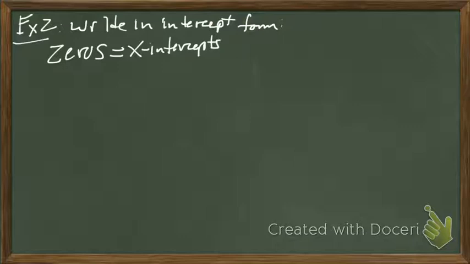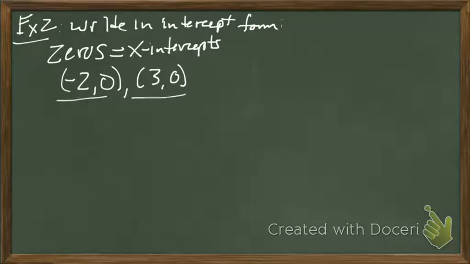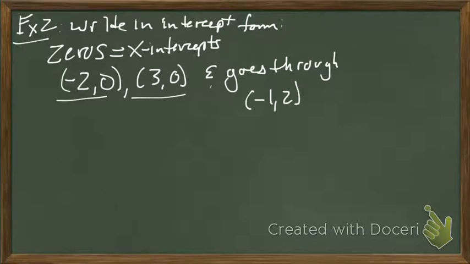So if I give you the following zeros at negative 2 comma 0 and let's say 3 comma 0, so it has these intercepts and it goes through the point negative 1 comma 2. If we have intercept form, recall that's going to be y equals a times (x minus p) times (x minus q). It's basically just the factored form of a quadratic.